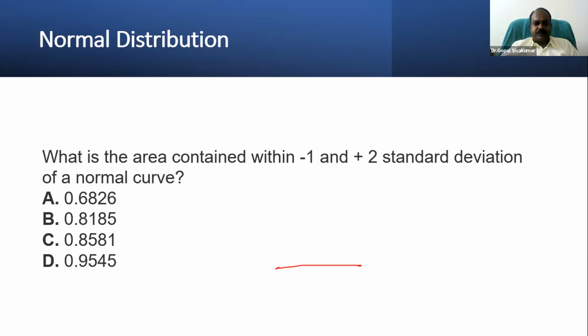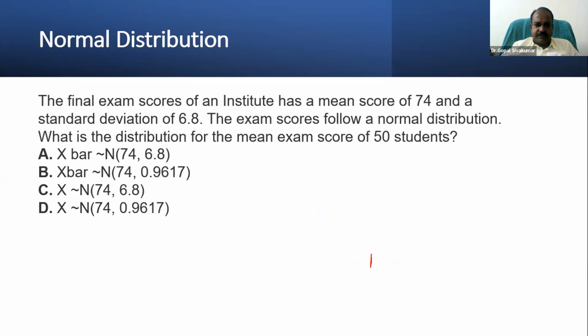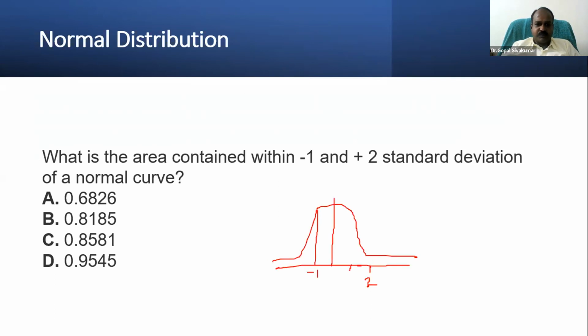See here, there is a normal distribution curve. This is your center. What is the area we want? -1 this side. This is the -1. And the right side is +2, no? So 1 here, 2 here. So I draw a line here. Now what is required is -1 to +2. What is the area inside?